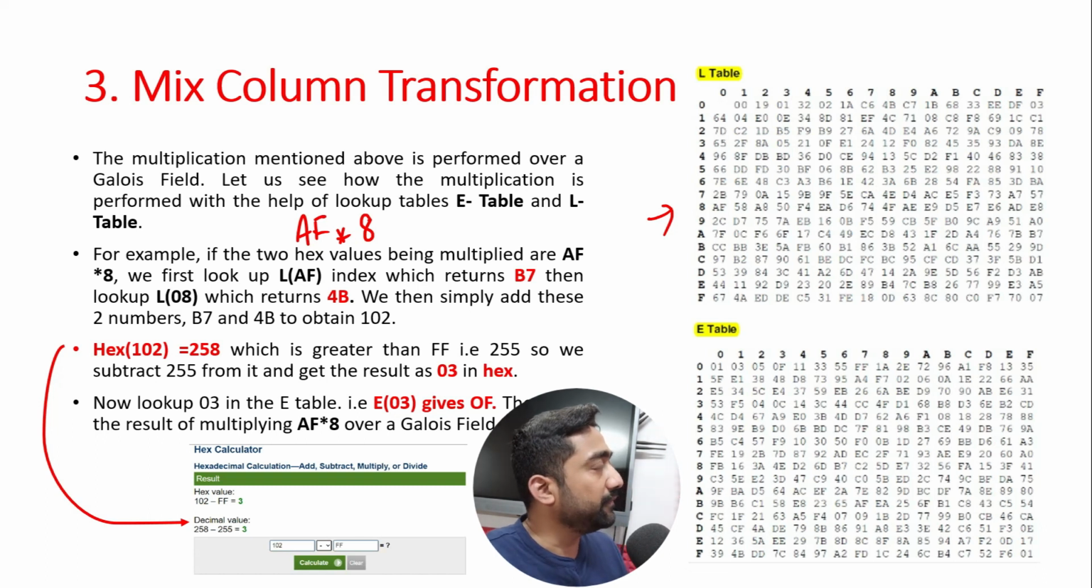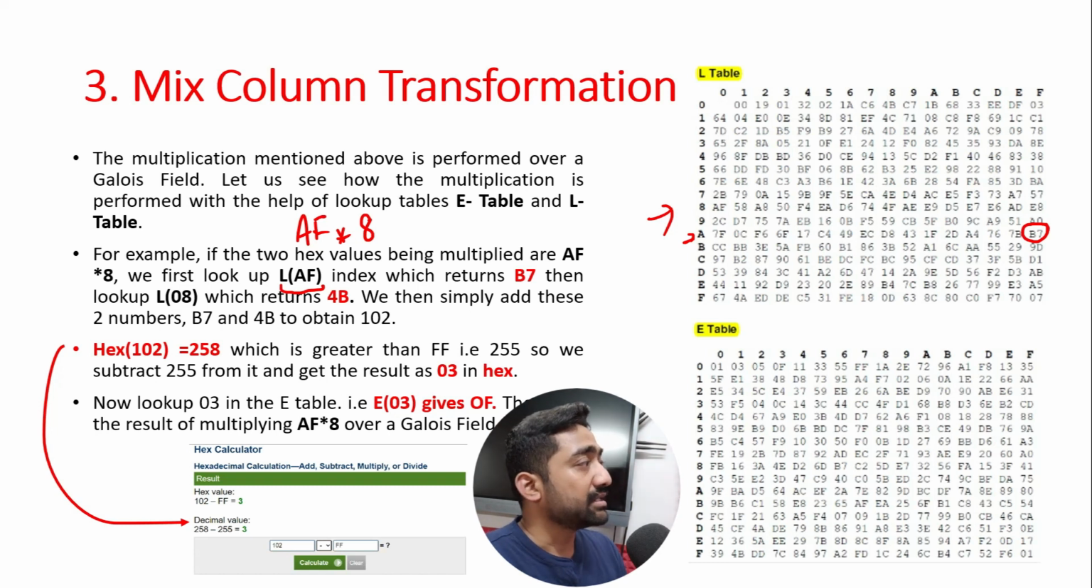So we first of all try to find out L of AF. That is very simple. L of AF simply means find out where in row A we get F. In simple words, find out where we get the intersection of A and F on the L table. So A will give you the row and F will give you the column. So find the A row and F column, that is this particular value, we will get B7. It's quite similar to what we did in S-box substitution, right? So L of AF is nothing but B7.